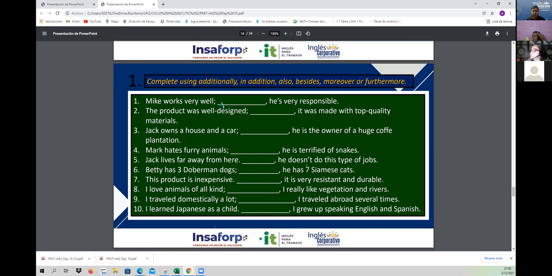Betty has three Doberman dogs. In addition, she has seven Siamese cats. This product is inexpensive. In addition, it's very resistant and durable. I love animals of all kinds. Besides, I really like vegetation and rivers. I travel domestically a lot. In addition, I traveled abroad several times.